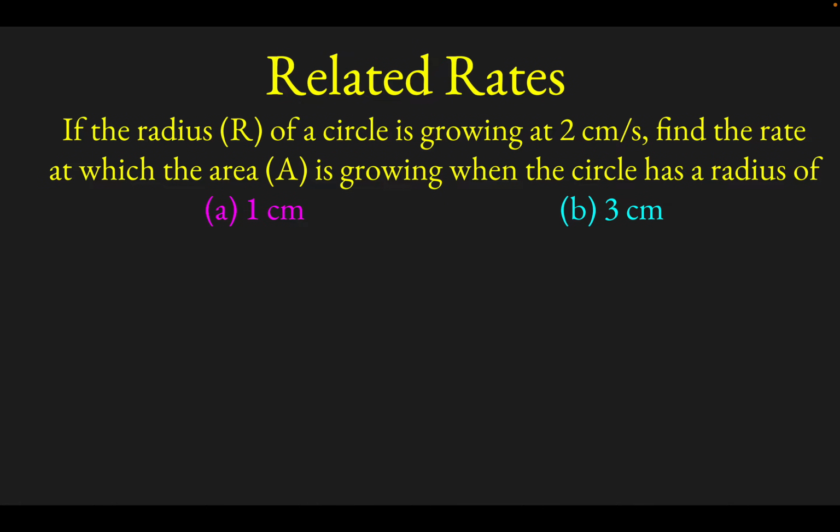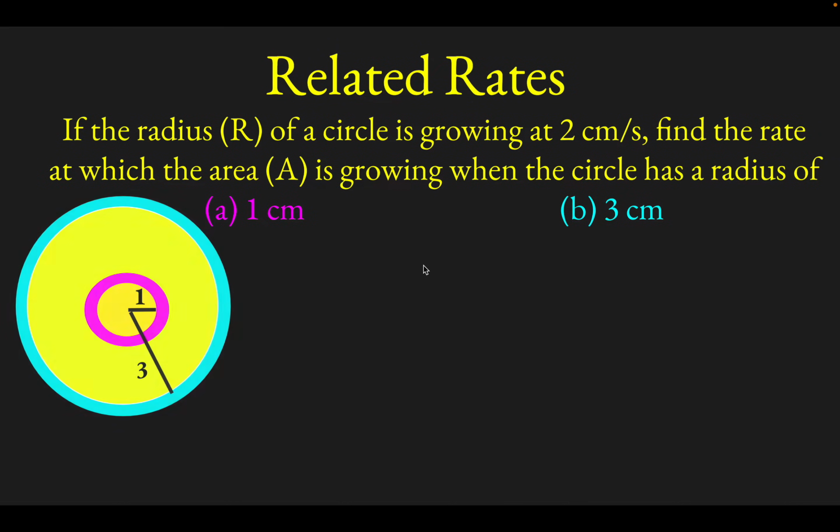So first we'll start with this: if the radius of a circle is growing at 2 centimeters per second, which is a constant rate of growth, let's find the rate at which the area is growing when the circle has, first, a radius of 1 centimeter and then a radius of 3 centimeters. Now, why you might get different answers for part A and part B is evident if you draw a little picture of what's happening.